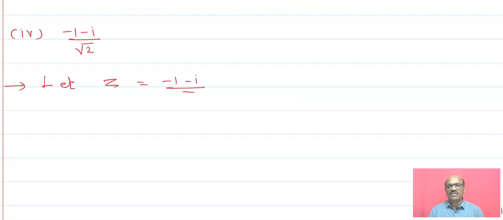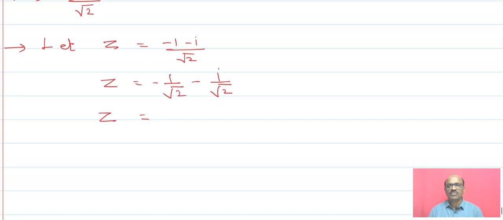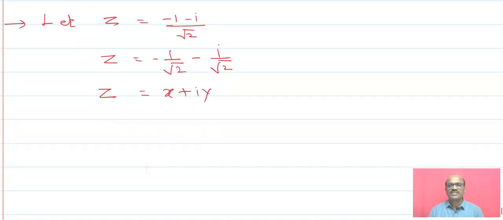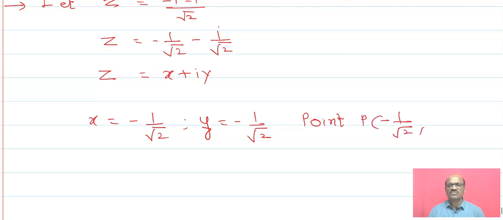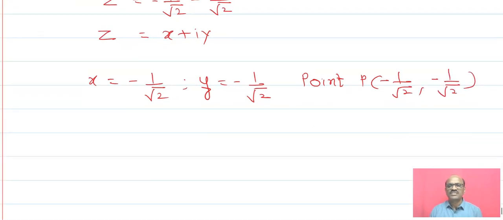Next is minus 1 minus i upon root 2, and split it up. That is minus 1 upon root 2 minus i upon root 2. Z is equals to x plus iy. X is equals to minus 1 upon root 2. Y is equals to minus 1 upon root 2. Points minus 1 upon root 2, minus 1 upon root 2, these lie in the third quadrant.